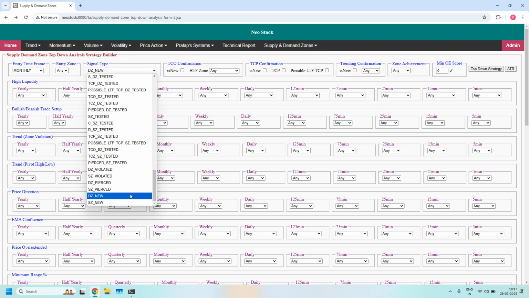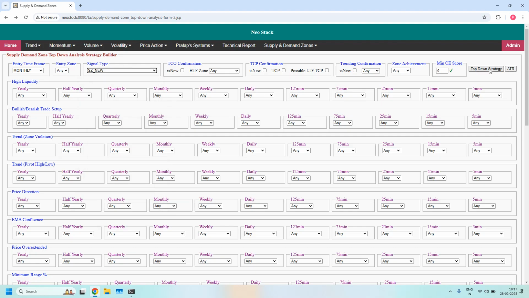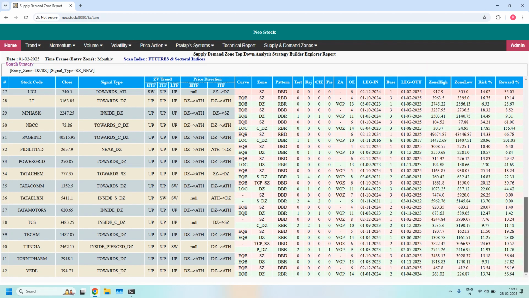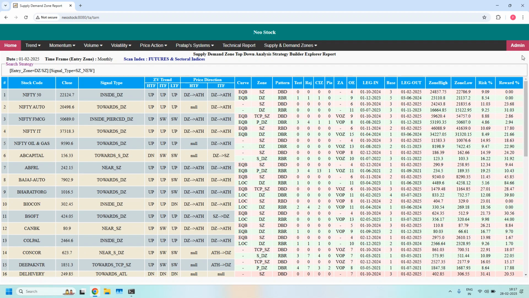Let us find the stocks having newly created monthly supply zones during this month. Oh, 42 stocks' monthly supply zones are created, including Nifty 50. Nifty 50 new monthly supply zone is created during this month. Very interesting.